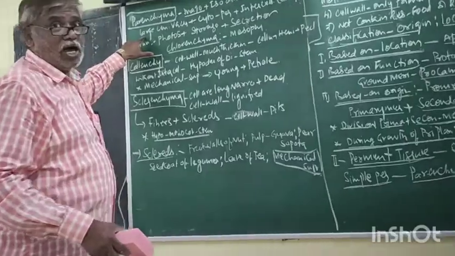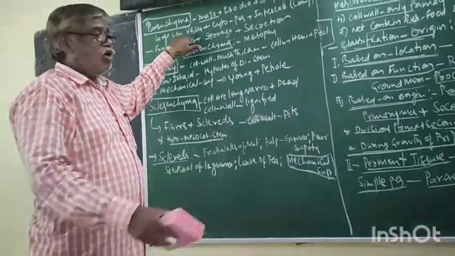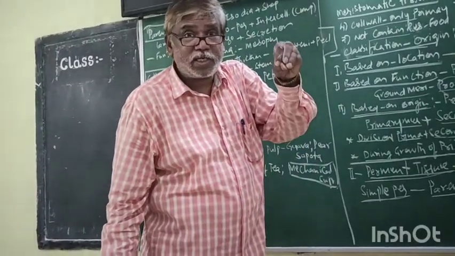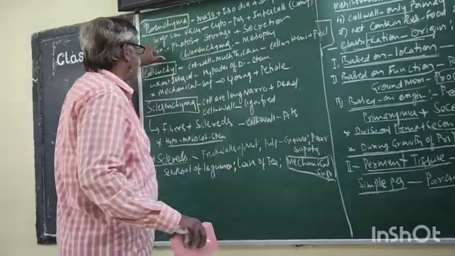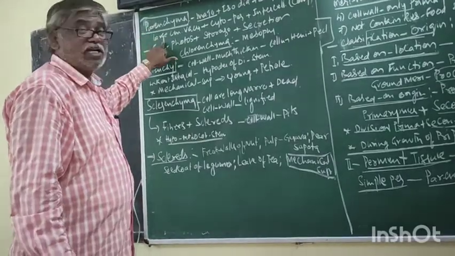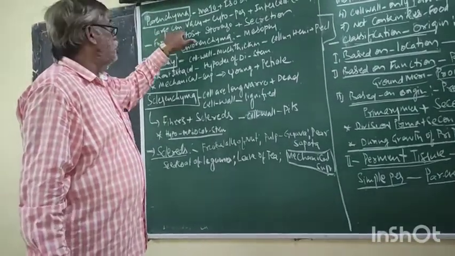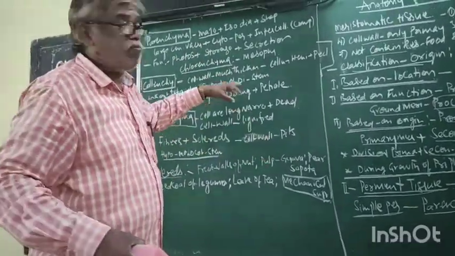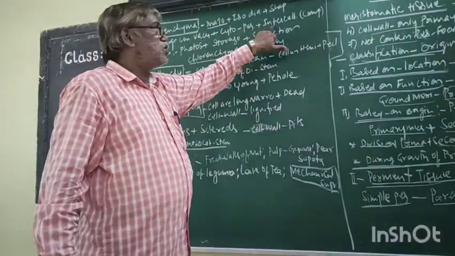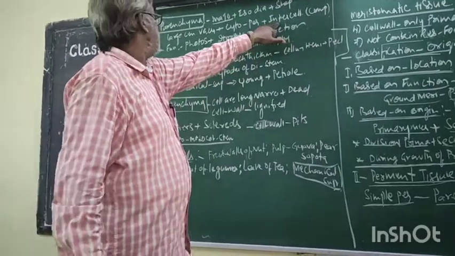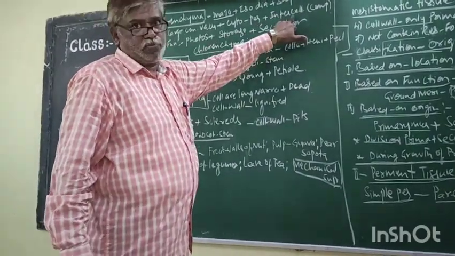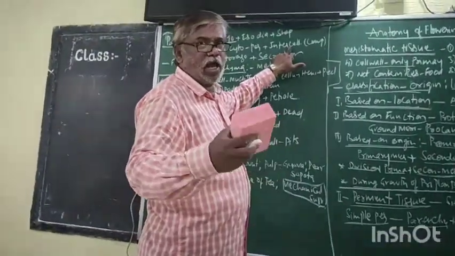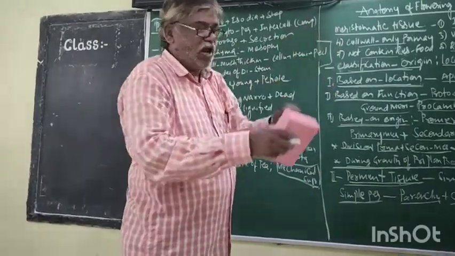Now, a large central vacuole. The meristematic tissue does not contain a vacuole, hence the nucleus is present at the center. But parenchyma cells contain a large vacuole at the center, due to which the cytoplasm becomes peripheral. Intercellular spaces may be present or absent. If they are absent, the cells are compact.